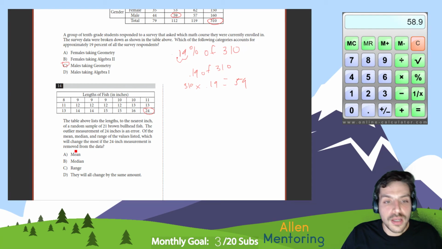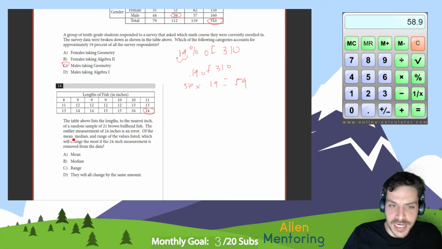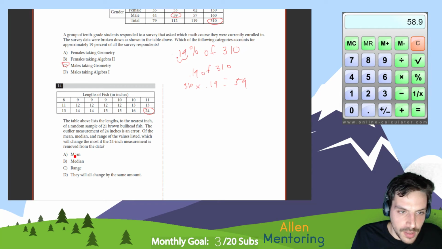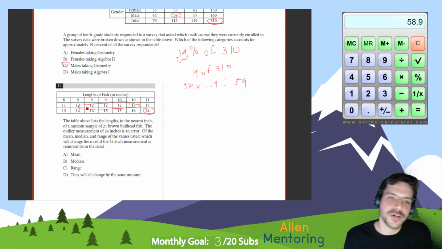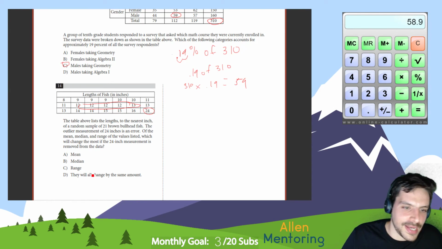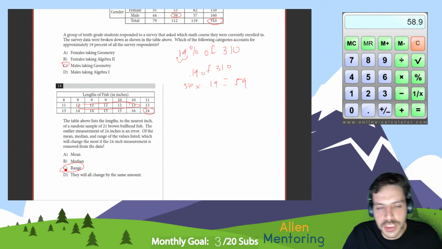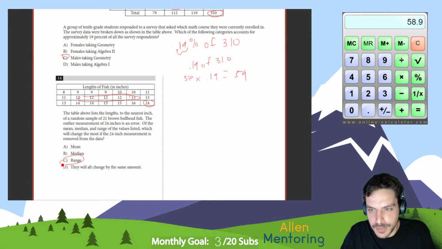The mean, it'll probably change a little bit because you're taking a big number out of it, but it's not going to change as much as that range will. The median's probably not even going to change at all, right? Because we see the middle values here are all 12s, and maybe 13 could be a middle value. So it's going to be either 12 and a half or 13 or 12. So that's probably not going to change so much. All right, and they're definitely not going to change by the same amount. So that is why I believe range is most likely going to be a solution for this problem.